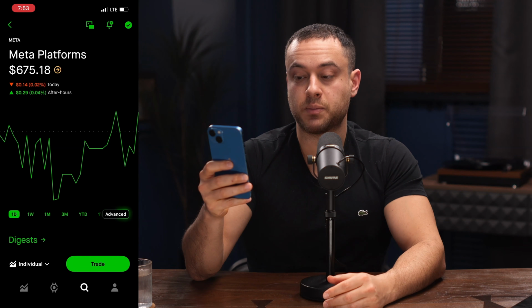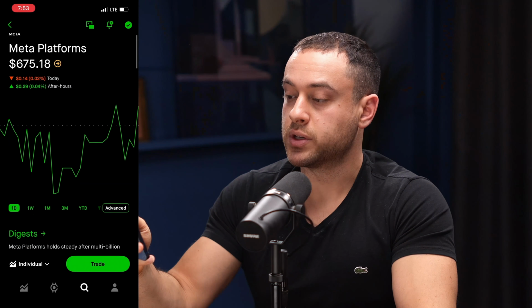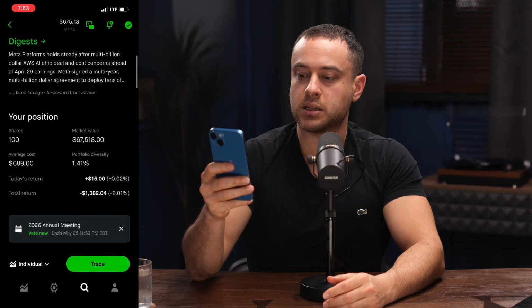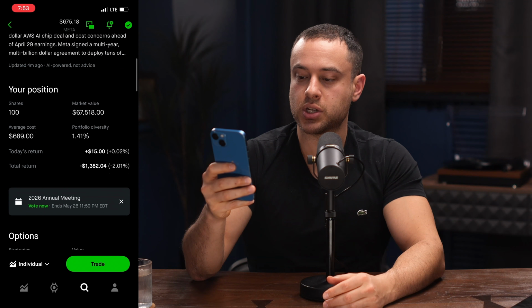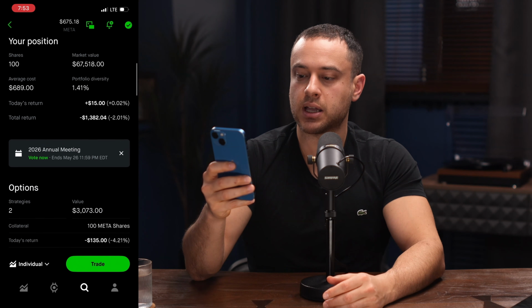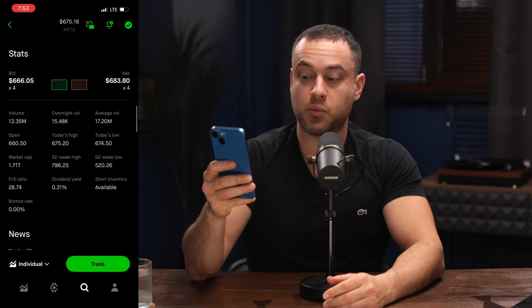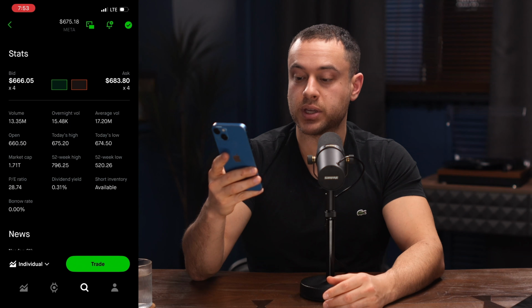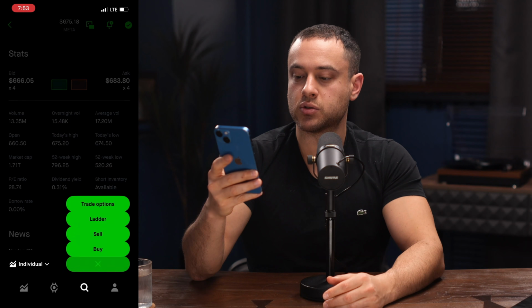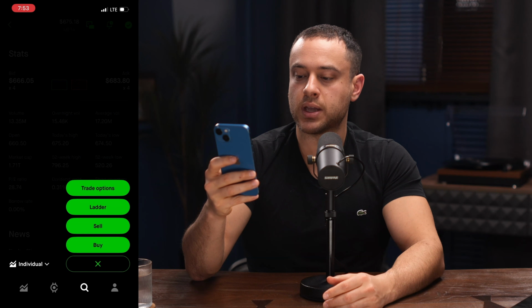Now we have a screen that opens up and shows us information on the stock. We can scroll from the stock's price. If you already have a position, it will show you your position here. I have both shares of stock, and I also have two option positions, to be specific. And there's a lot more information here. The most important thing to begin to buy a call option would be to go to trade, and then you would want to hit trade options.